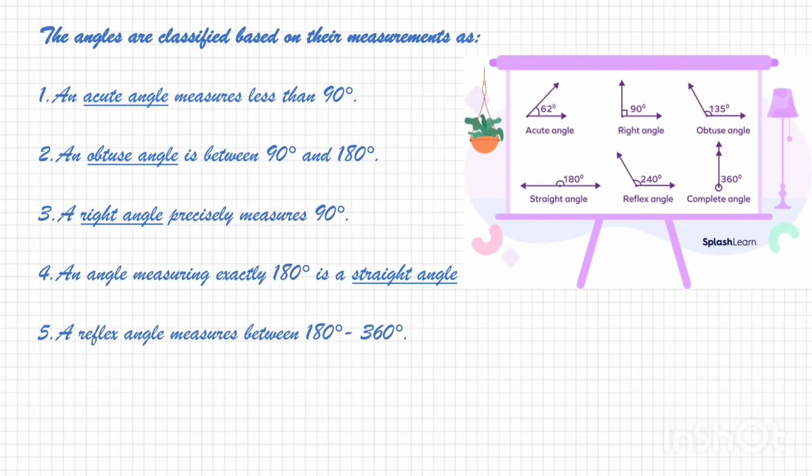The angles are classified based on their measures as an acute angle, which measures less than 90 degrees, an obtuse angle, which is between 90 degrees and 180 degrees, a right angle, which precisely measures 90 degrees, a straight angle, which is an angle measuring exactly 180 degrees, a reflex angle, which measures between 180 degrees and 360 degrees. Acute angle, right angle, obtuse angle, straight angle, reflex angle, and complete angle.